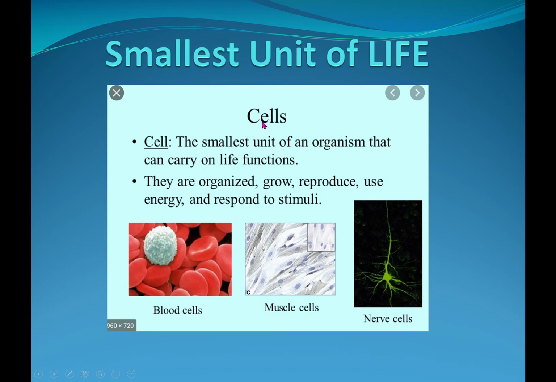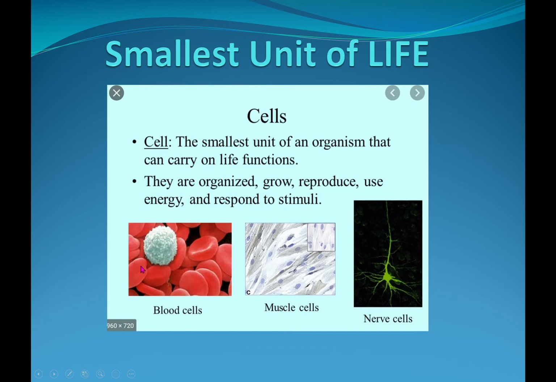The smallest unit of life is a cell, and that allows cells to carry out life functions. They're organized, they grow, they reproduce. They don't grow in size, they grow in numbers, and they use energy and respond to stimuli.